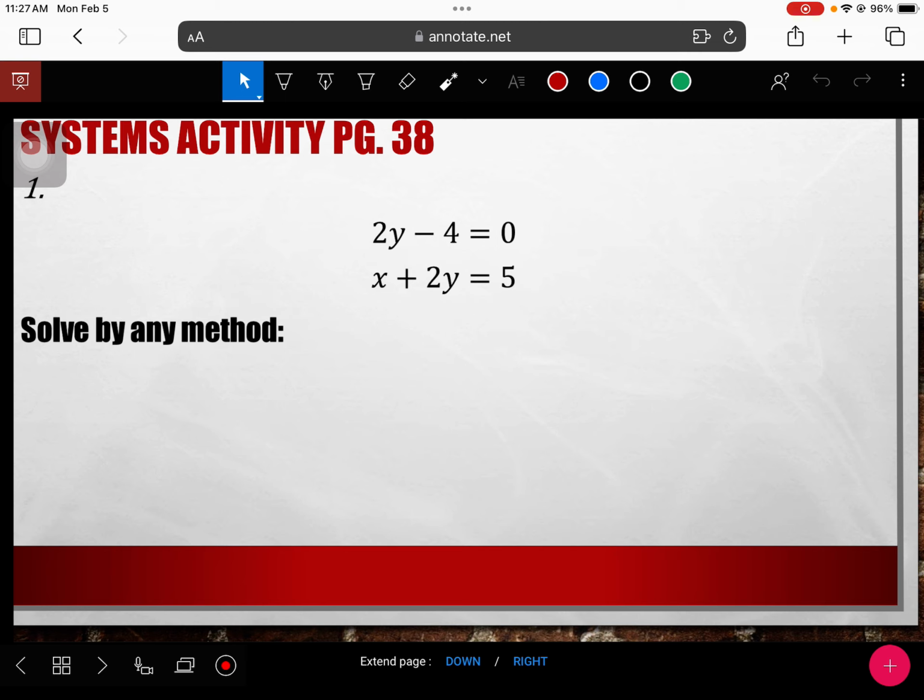The any method? I'm not familiar with the any method. Are you familiar with the any method? Isn't that a knee slapper?